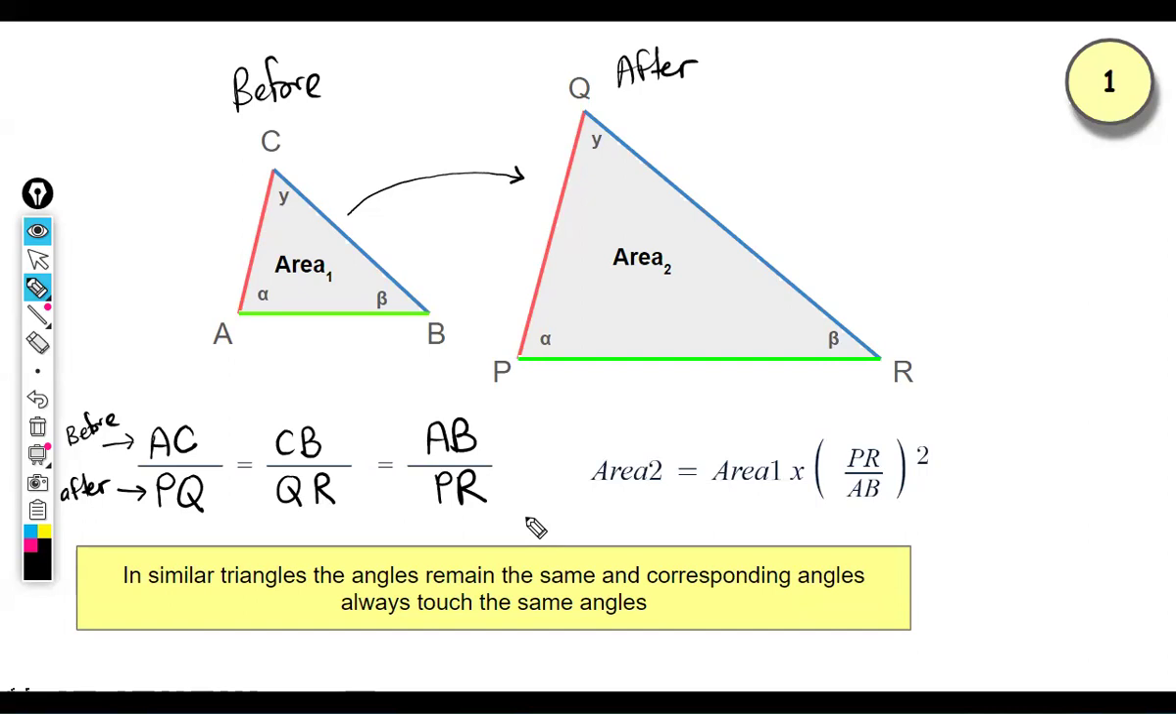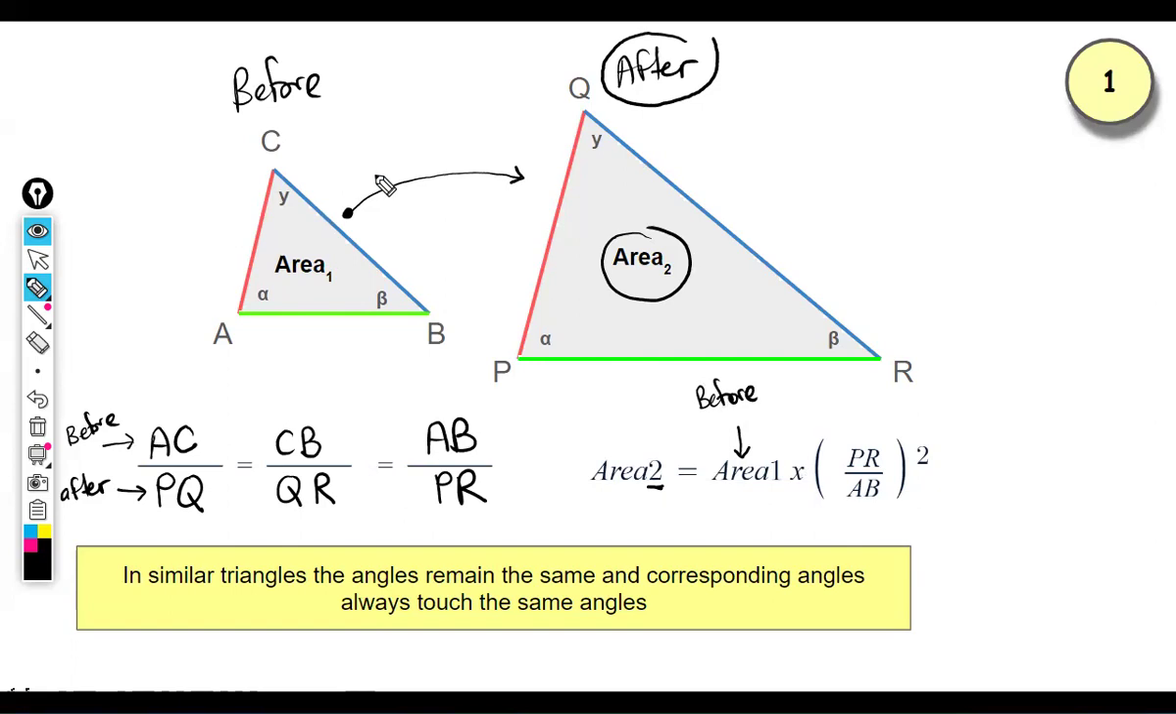Now, obviously, if a triangle grows up, in this case, it's getting bigger, won't the after triangle have a larger area? Obviously, the second triangle, the after triangle, is larger. It must have what? A larger area. To calculate the new area, like area 2 here, all you have to do is take the area of the first triangle, so this triangle here is the before triangle, and you multiply it.